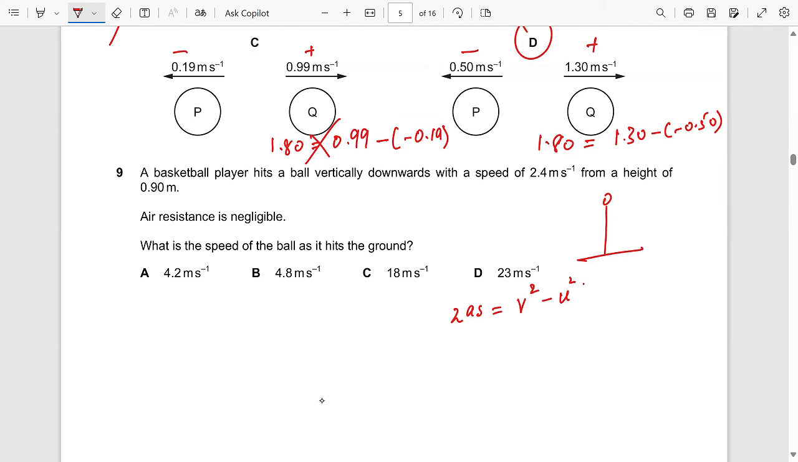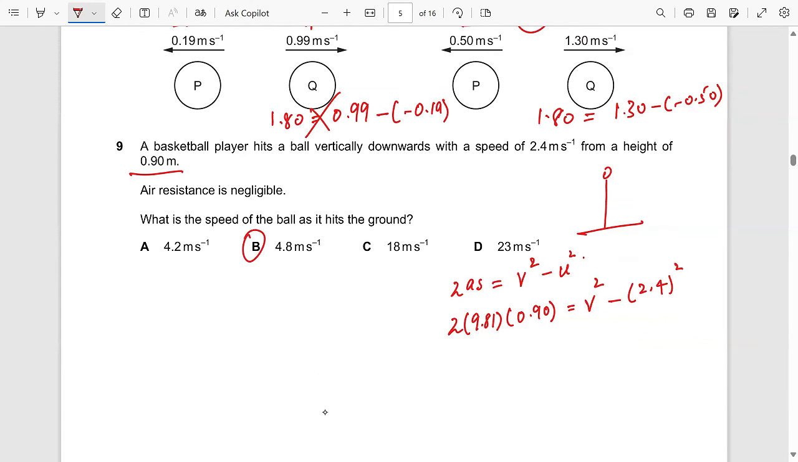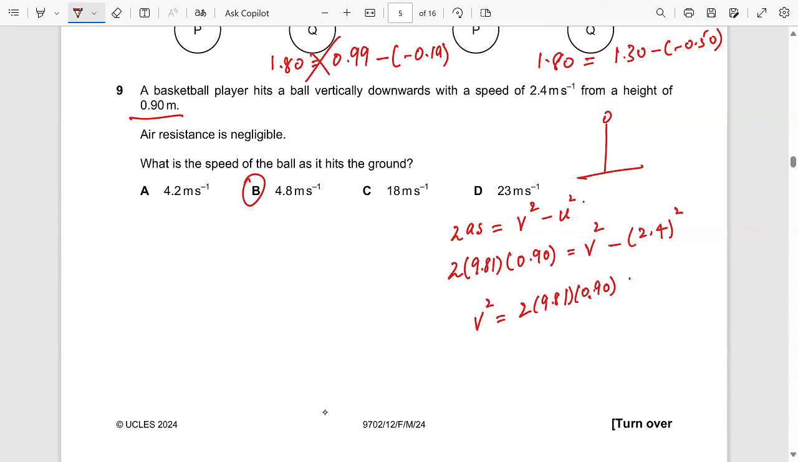Since you are taking the downward distance as positive, the downward direction, you will take g as positive too. This is 9.81 and this is 0.9, and the final velocity you don't know. And the initial velocity was 2.4 whole square. So once you do the maths, you will be able to get the answer. Solve for v square, and the answer will be B. This will be plus 2.4 whole square, and you take the square root and you get your answer.